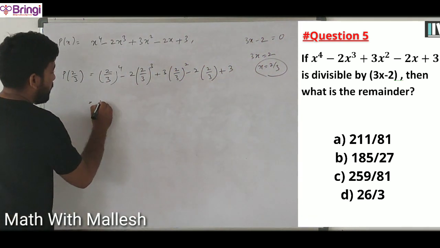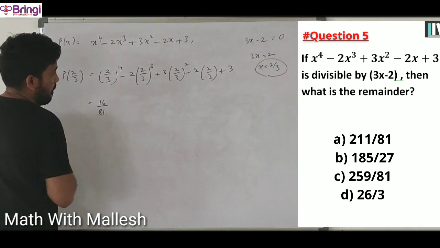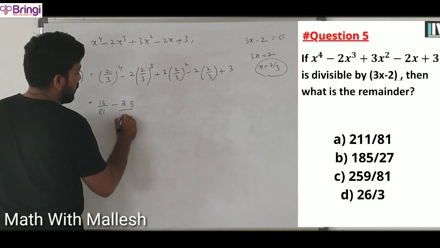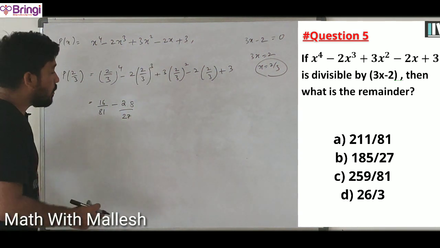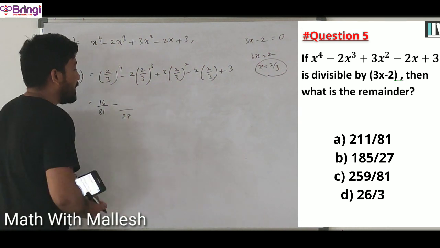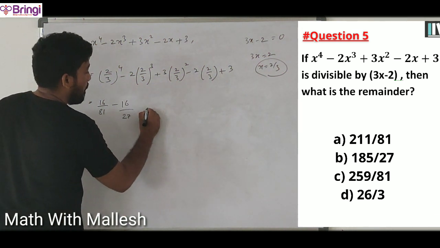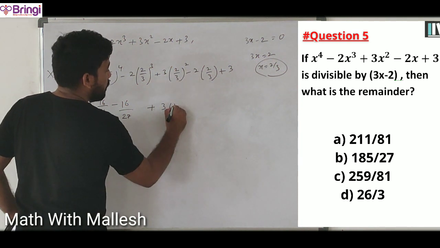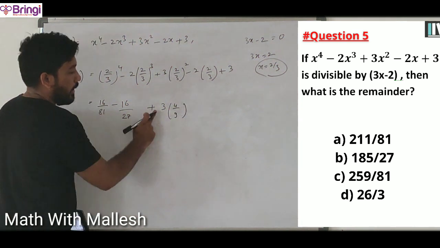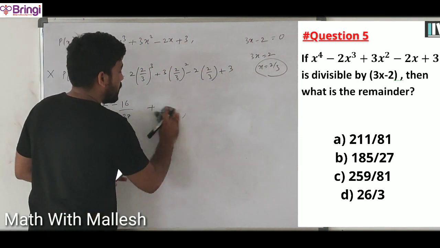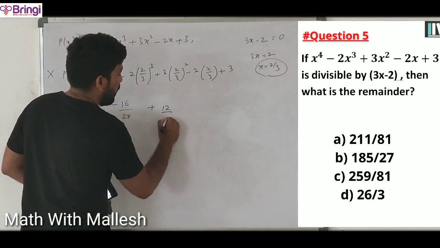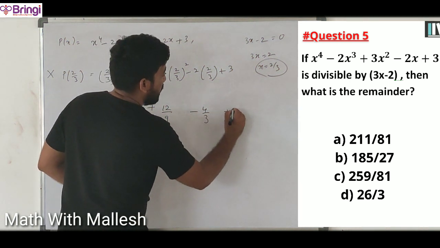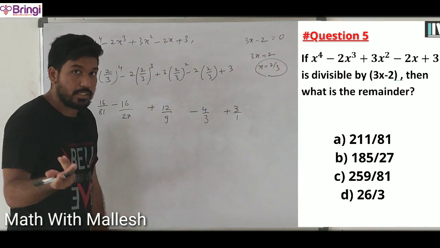So 2 power 4 value is 16 upon 81, and minus 2 into 2 cube value 8 upon 27, and as we know 2 8s are how much? 2 8s is going to be 16, plus 3 into 2 square value 4 upon 9, and 3 4s are how much? 12. So it is going to be 12 upon 9, and minus 4 upon 3, and plus 3, which we can write as 3 upon 1.